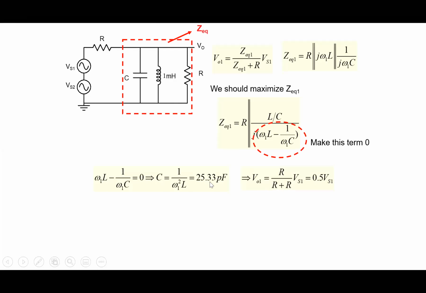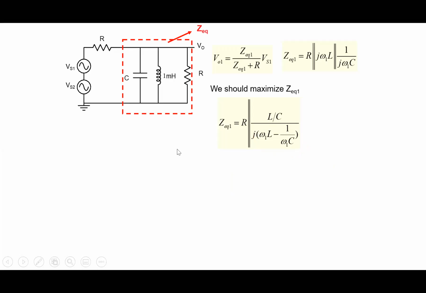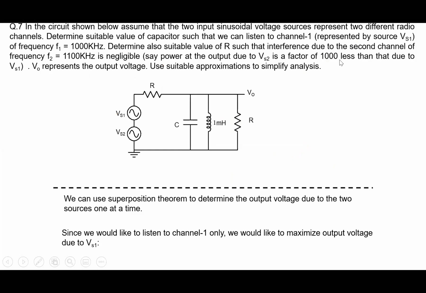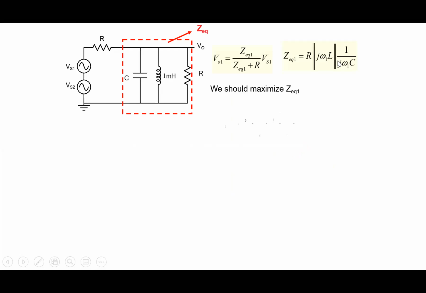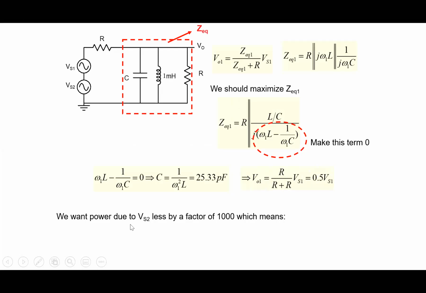provided we choose C equal to 25.33 pF here. Now we want power due to VS2 to be less by a factor of 1000. Is it given in the problem? By a factor of 1000, okay. So power by a factor of 1000 means VS2's effect should be less by the square root of 1000, because power is the square of the voltage. So you want V02 to be VS1 by square root of 1000, which is 63.24. And therefore, VS2 multiplied by Z equivalent 2.